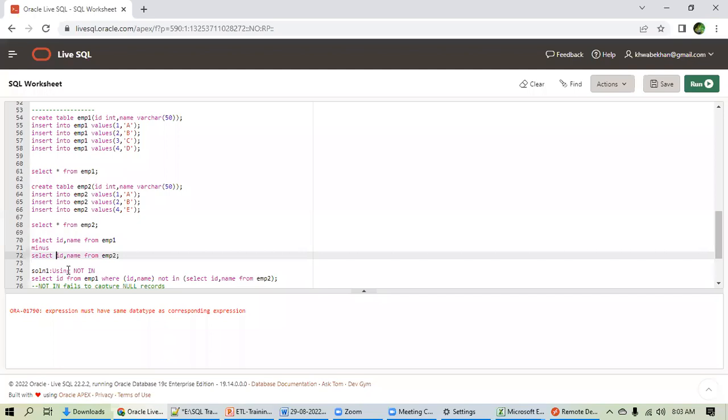So what we learned: the columns you are using in a minus query must have the same data type, else the SQL engine will fail to compare and will throw an error message.